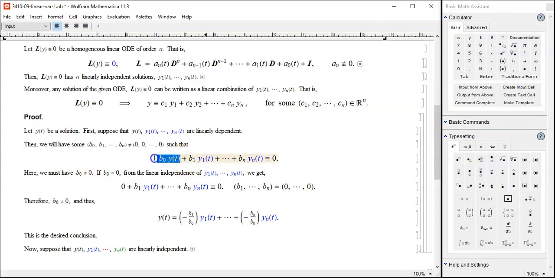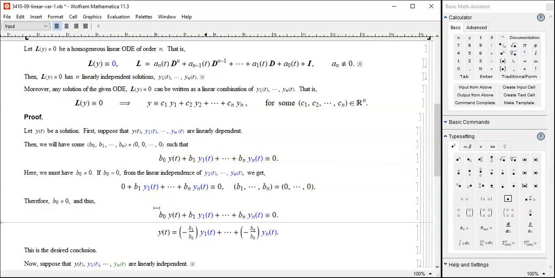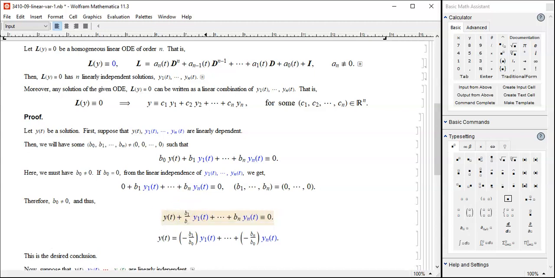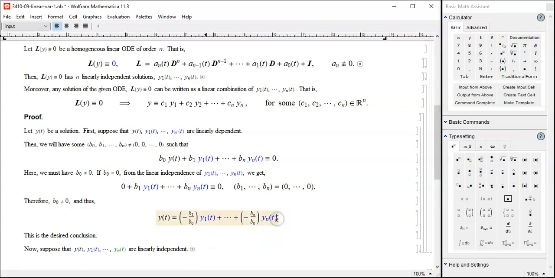So b0 cannot be 0, so b0 is always non-zero, which means I can divide by b0. So from here, I can divide by b0 and then solve for y of t. I can always do that. And then flip all those things to the other side, and we have the desired linear combination. Y can be written as a linear combination of the others. That's precisely what we wanted. So if they are linearly dependent, all good.